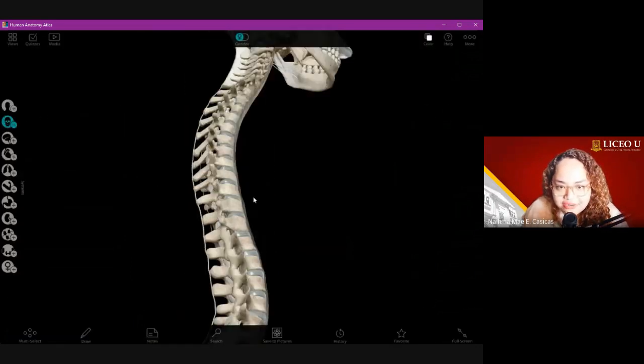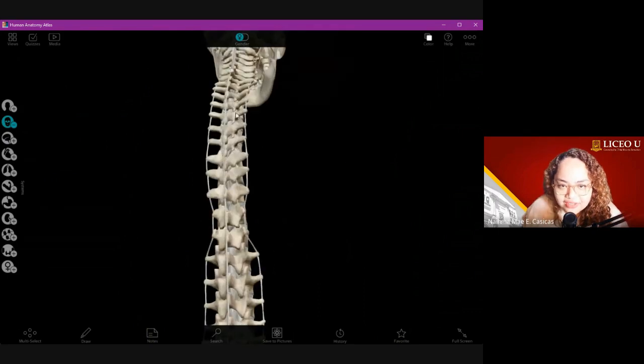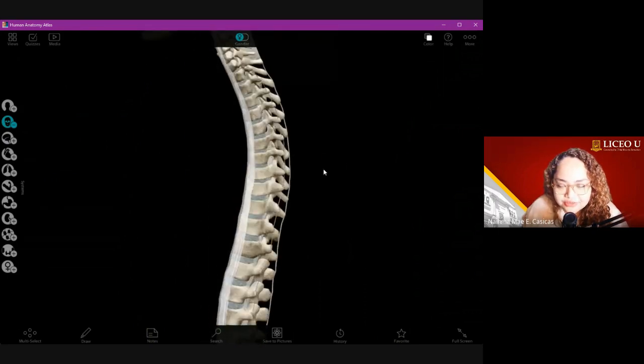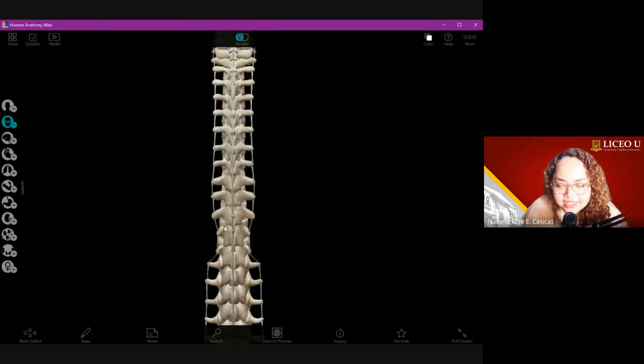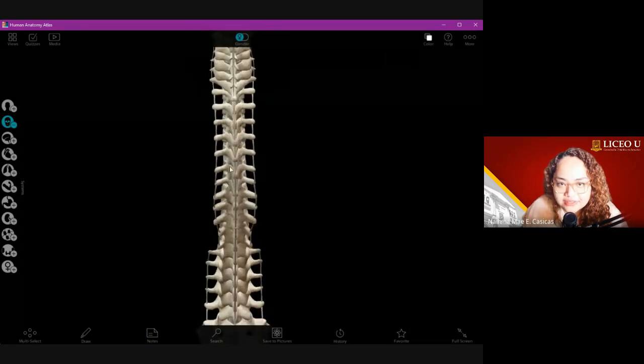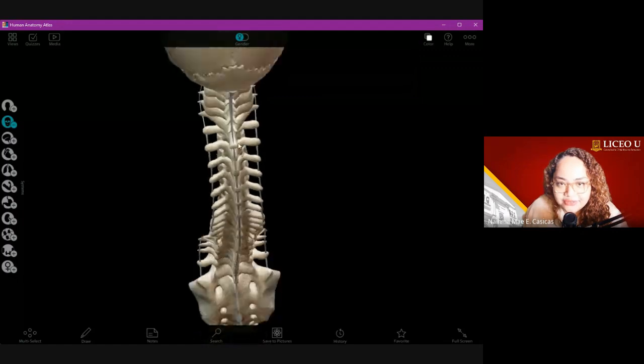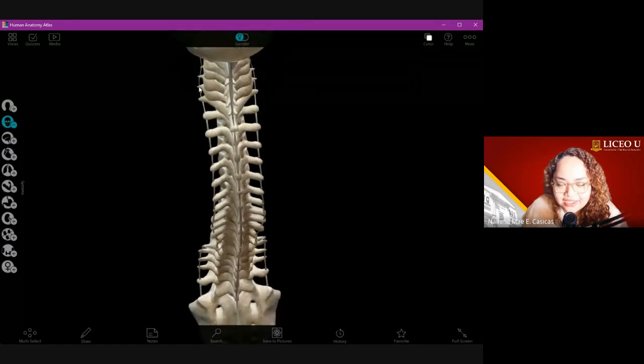Let's go to the irregularity of your vertebrae. So as you can see, your vertebrae have different shapes. That's why they're called irregular. Oh my god, I can't see the cervical part anymore.